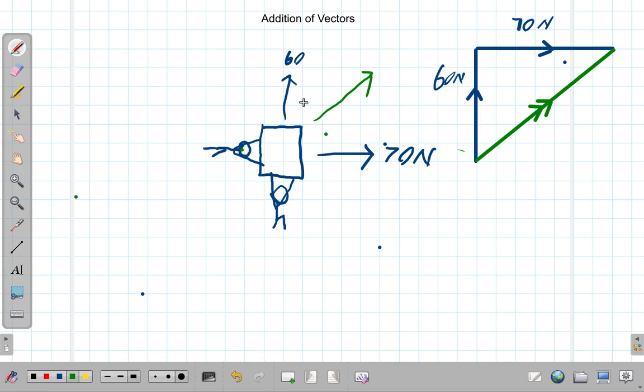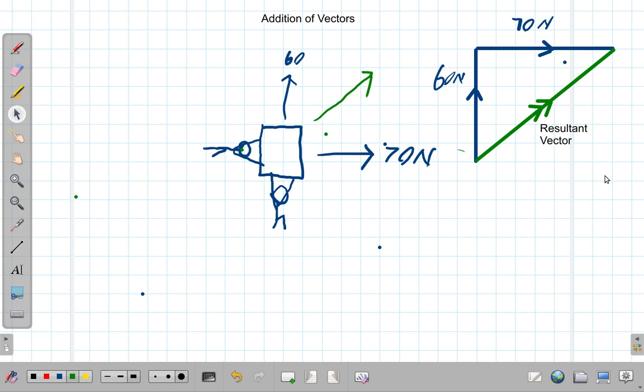Now this answer, when you add 2 vectors and you get an answer, which is a third vector, this is called the resultant vector, or sometimes it's just referred to as the resultant. It's just like when you add 2 numbers, what you get, you call it the sum. When you add 2 vectors, what you get, you call it the resultant. All right?